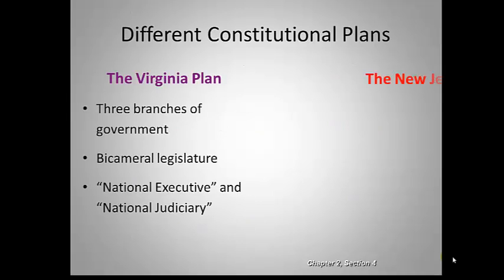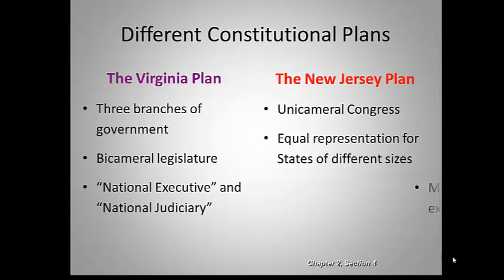So the two main plans that were presented were the Virginia plan and the New Jersey plan. The Virginia plan was in favor of the large states, Virginia being the largest state, 800,000 people, and then New Jersey was a small state, had a much smaller population than Virginia. They wanted to retain a lot of the power for the states. And so here's some of the differences, and we'll go over some of the other differences in class.